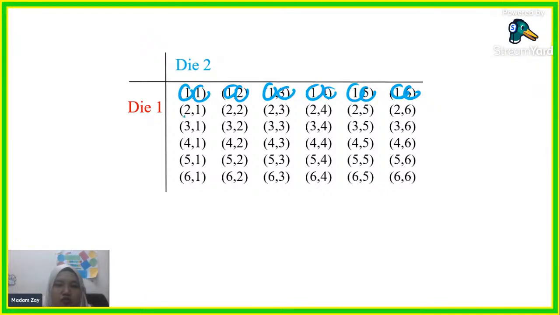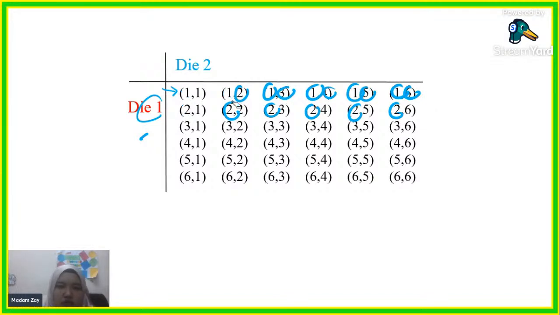Okay, if we have 2 on die 1, we may have 1, 2, 3, 4, 5, and 6 for die 2. So that's why for every number on die 1, we have 6 outcomes. Every number on die 1, we have 6 outcomes. So that's why we have a total of 36 possible outcomes.